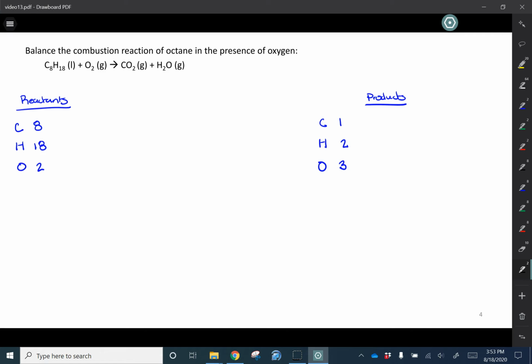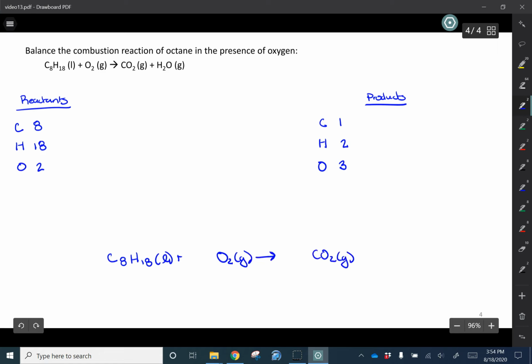So, I'm going to rewrite the reaction out below to give us space to edit it. C8H18 liquid plus O2 gas goes to CO2 gas plus H2O gas. Now we need a lot more carbons on the right side. In fact, I'm going to need at least 8. So let's go ahead and put an 8 there in front of CO2.